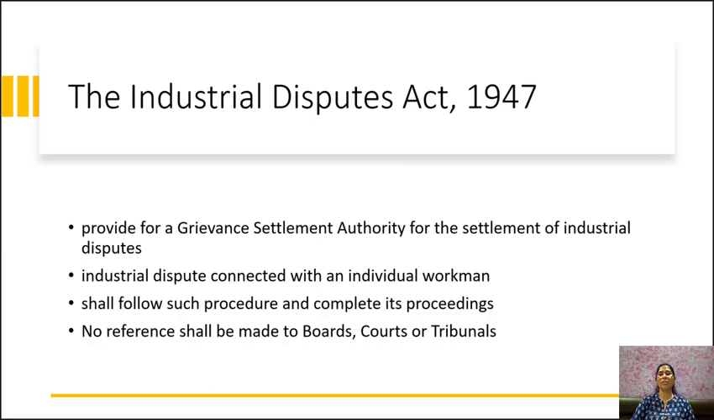Where an industrial dispute connected with an individual workman arises in an establishment, a workman or any trade union of workmen of which such workman is a member may refer such dispute to the grievance settlement authority for settlement. The grievance settlement authority shall follow such procedure and complete its proceedings within such a period as may be prescribed.